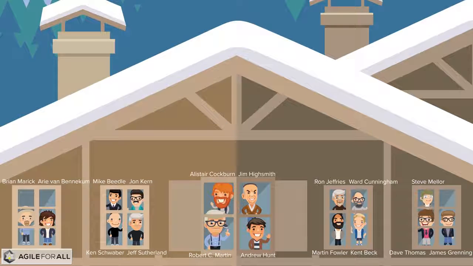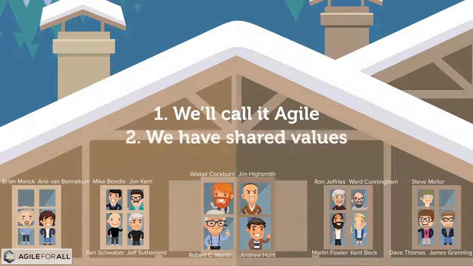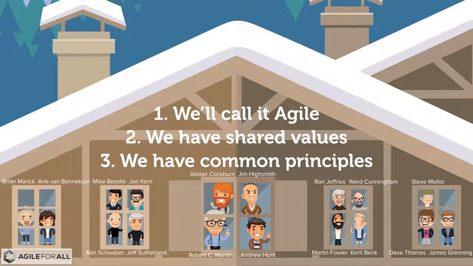During those 2 days and a bit of follow-up, they agreed on 3 things. First, they agreed that they would call this family of related approaches Agile. Second, they agreed on a set of values they shared. And third, they agreed on the set of principles that were common to all of their approaches.